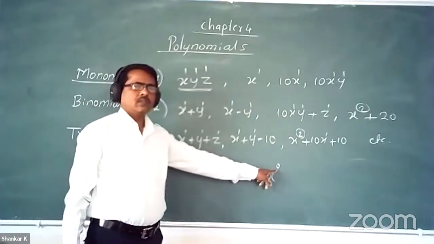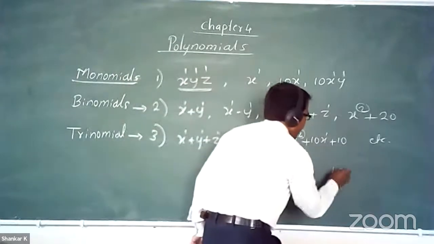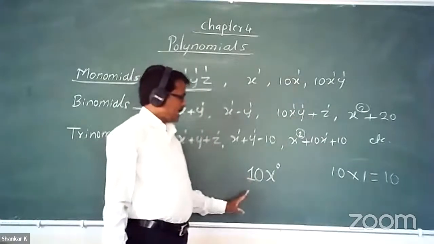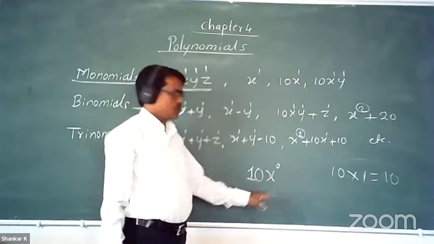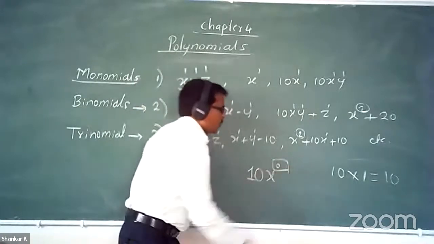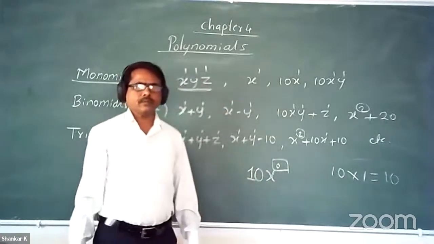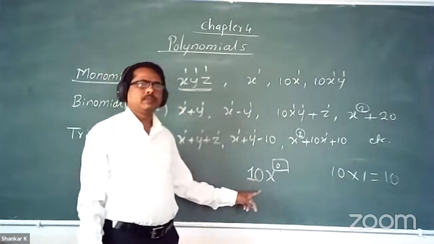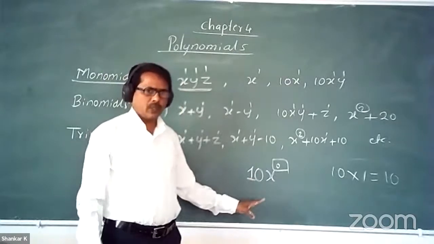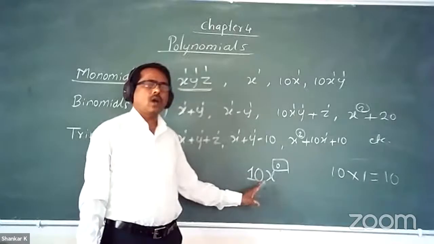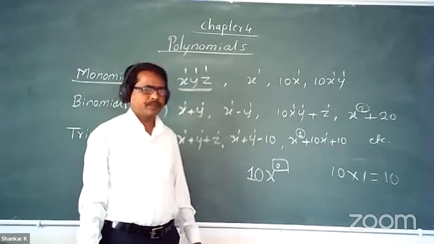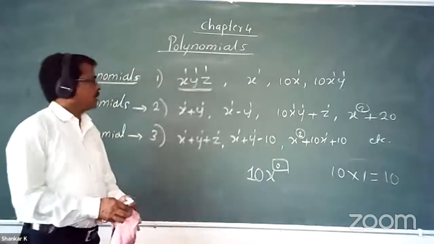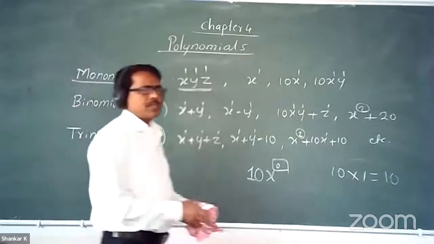Degree is how much? x raised to 0 means what? 10 into x raised to 0 is 10 into 1, so that is 10. So I can write 10 as 10 into x raised to 0. So the highest exponent is how much? 0. So the degree is 0. You should remember this kind of expression is a polynomial. I'll come to that. It is called a constant polynomial, we will come to that. Its degree is 0.